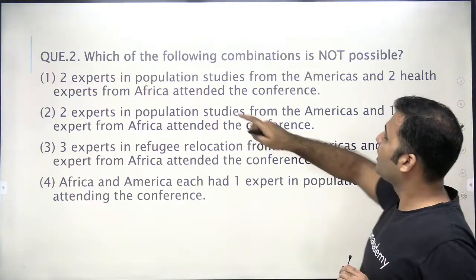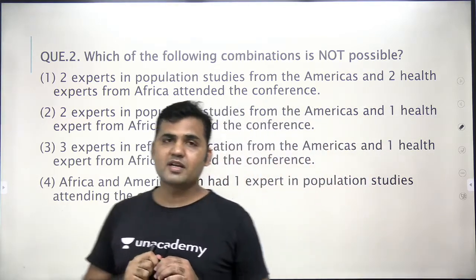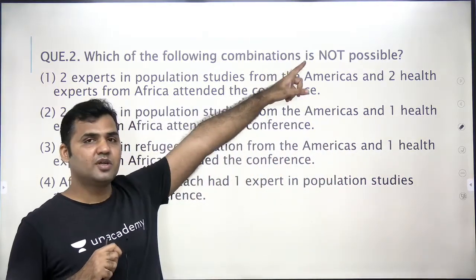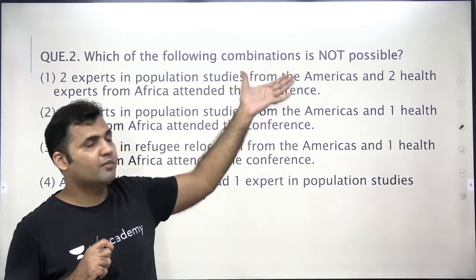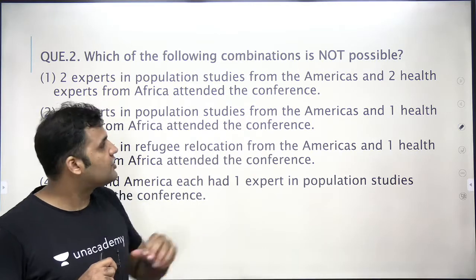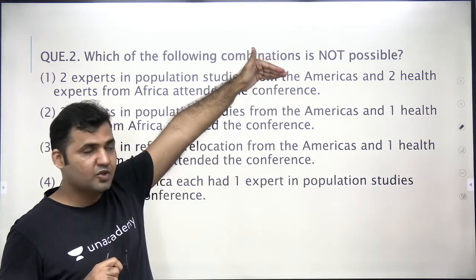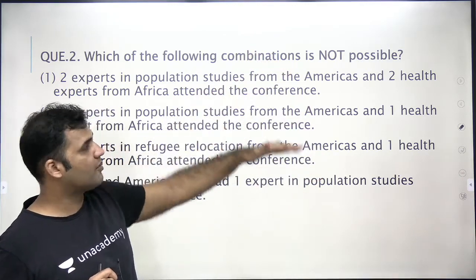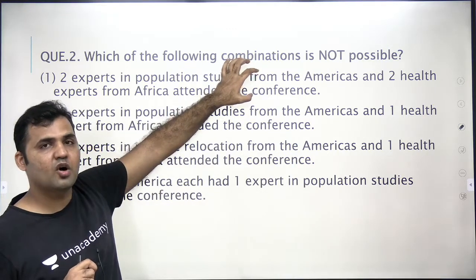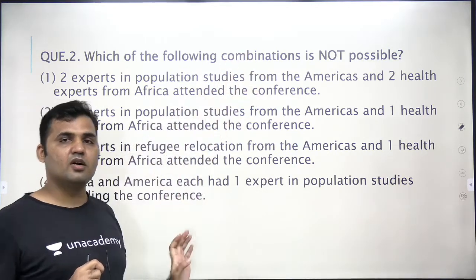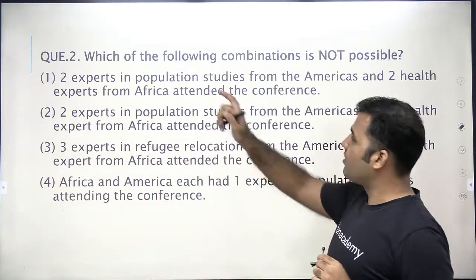What do we have here? Which of the following combinations is not possible? Now, the moment a student reads this question, what will he do? He will try to find all the possible cases, because the question is asking which of the following combinations is not possible. Instead, let's start putting in the values from the options themselves instead of making all the possible cases in the directions paragraph. So we'll not make all the cases.